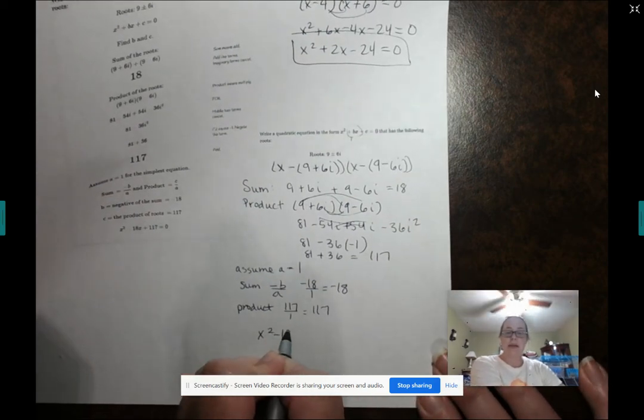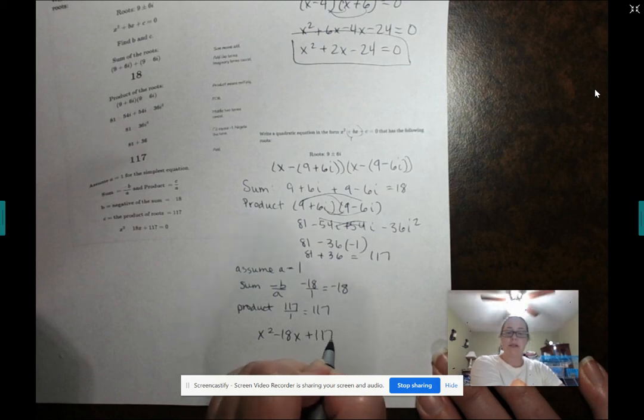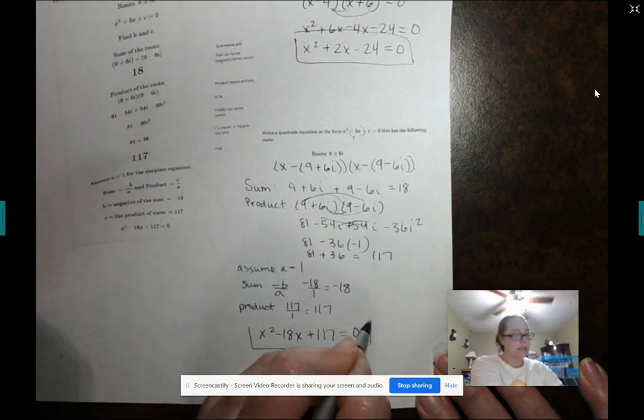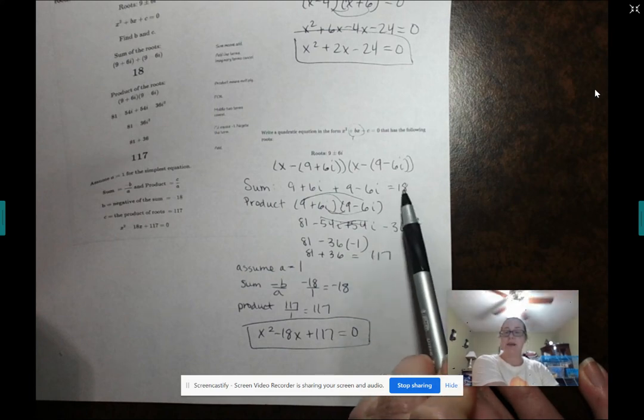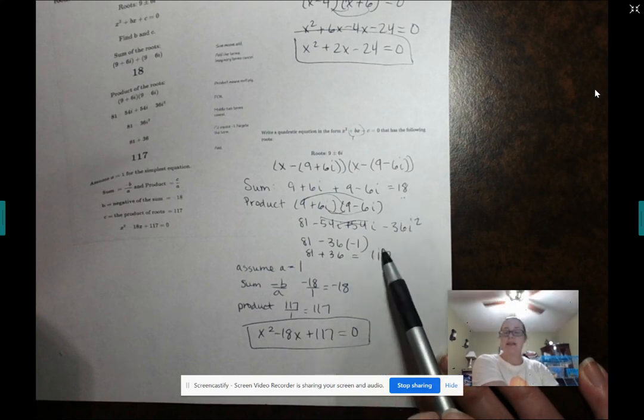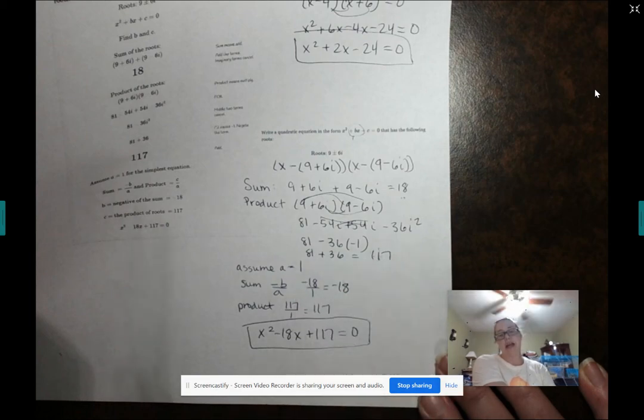So my quadratic that has those two roots will look like this. It's the opposite of this sign and exactly this sign. This becomes my b value, the opposite of this. This becomes my c value, and we assume an a value of 1.